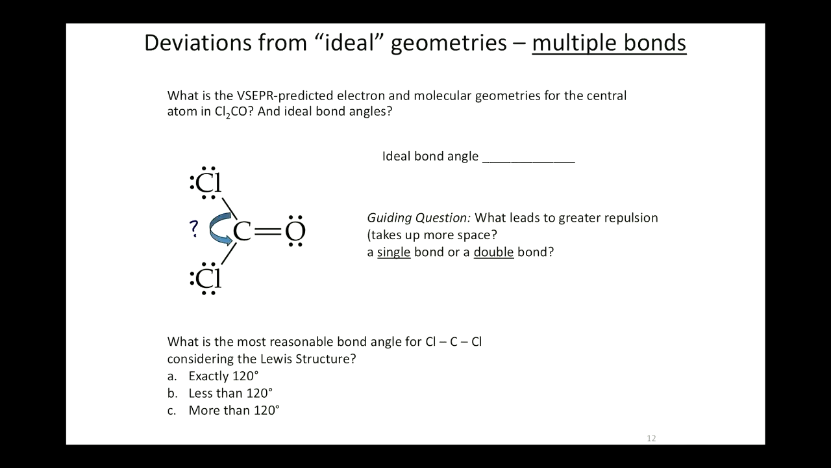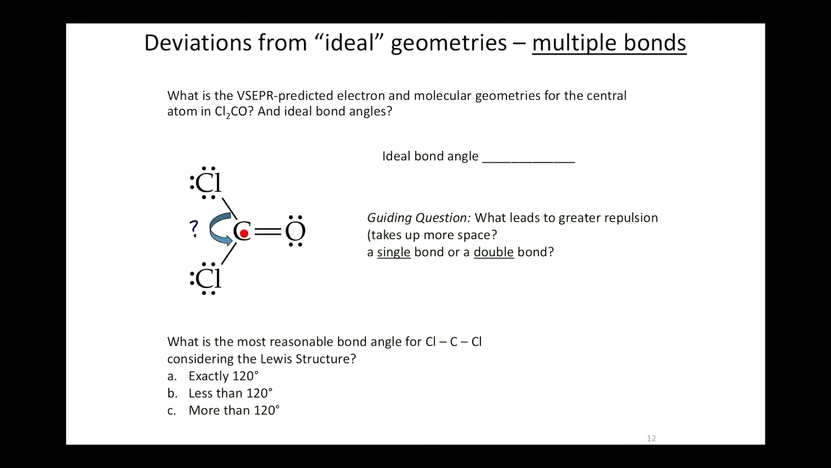Let's also think about the space requirements between a single bond and a double bond. Which one do you think takes up more room, a single bond or a double bond? Double bond. What's your reasoning there? There are more electrons. Yeah, a double bond has 4 electrons. A single bond has 2 electrons. So what we see here are deviations from our ideal bond angles when we have double bonds involved as well.